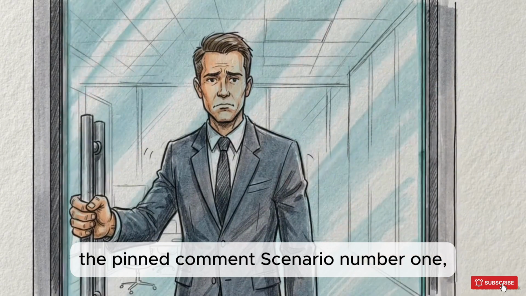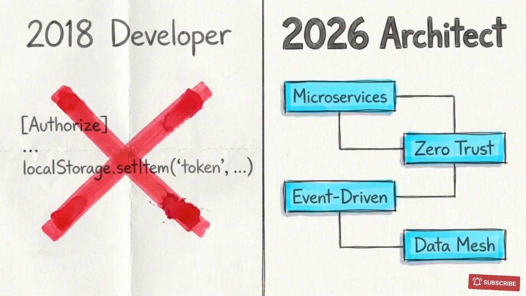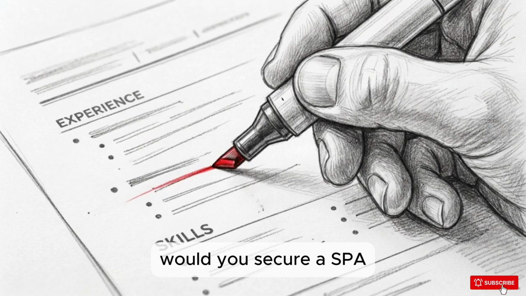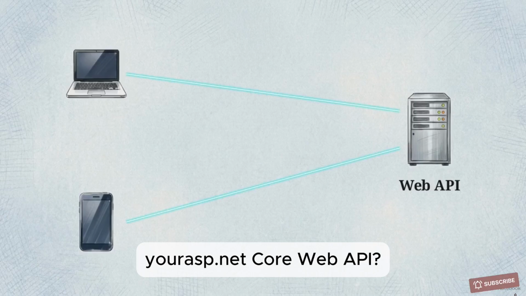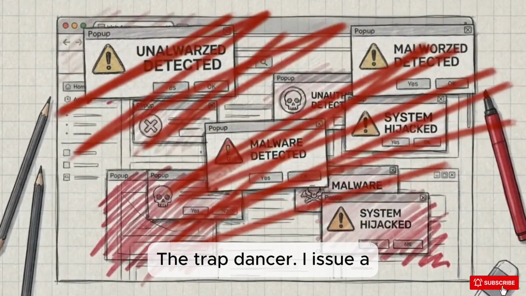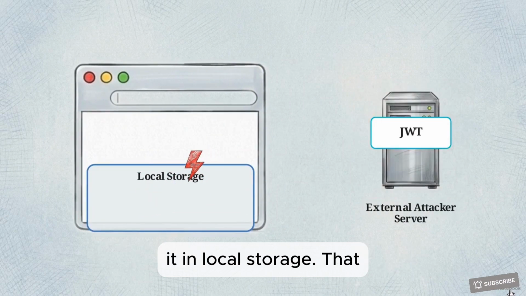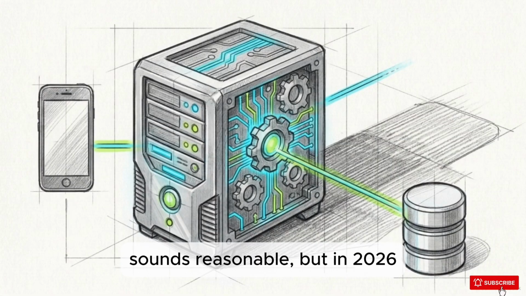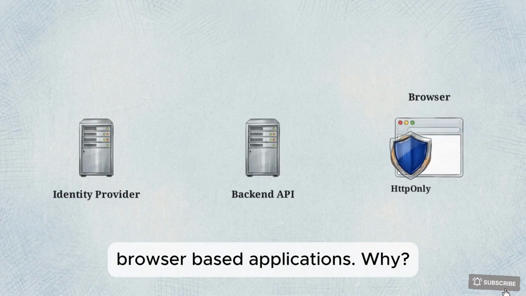Scenario number 1. Web API, security and identity. The interviewer asks, how would you secure a SPA or mobile client communicating with your ASP.NET Core Web API? The trap answer? I issue a JWT, send it to the front end, and save it in local storage. That sounds reasonable, but in 2026, it's a red flag for browser-based applications.